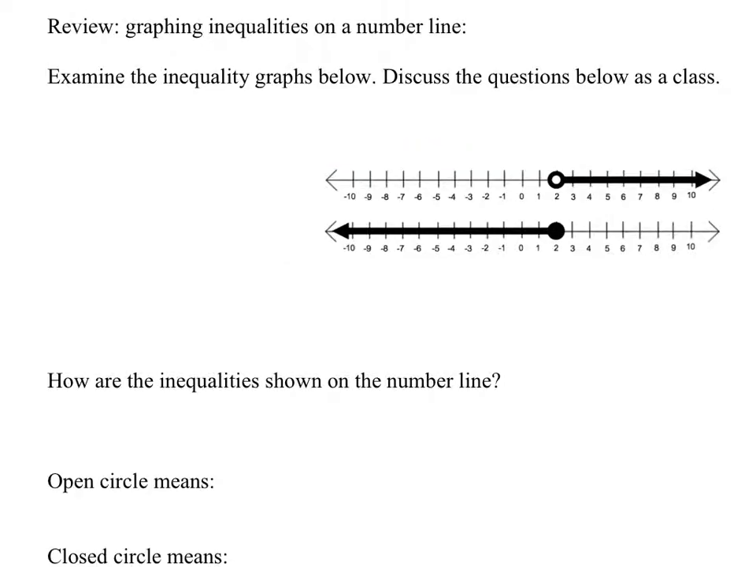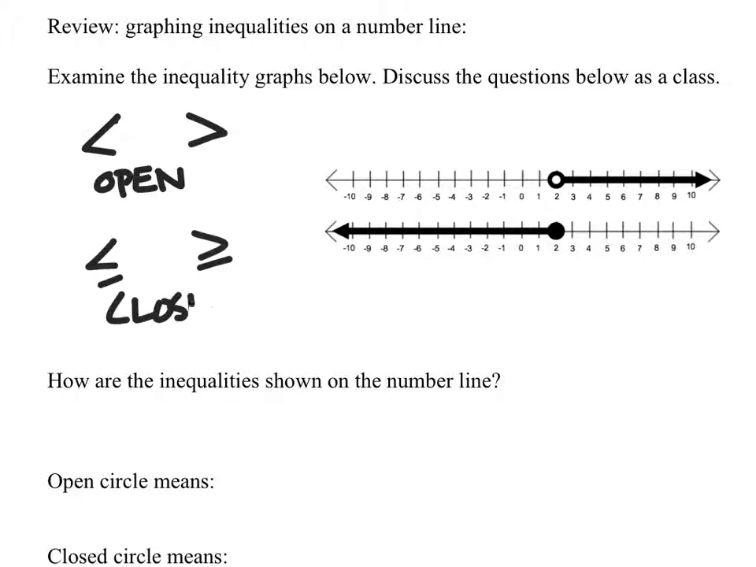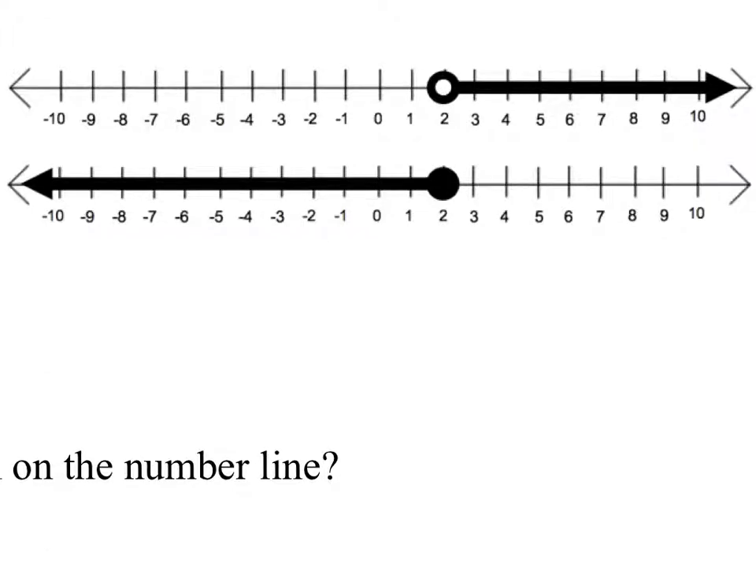Graphing is something you should be used to already. Examine the inequalities below. Discuss the questions below as a class. Let's review real quick though. For graphs, if we have less than or greater than, then we have an open circle. Now if it's equal to as well, then we have a closed circle. The closed circle indicates that that value is included as part of the set that would make this a true statement. Looking at these graphs, this first one is open, so we know it's going to be less than or greater than, and we're going to have to compare with 2.